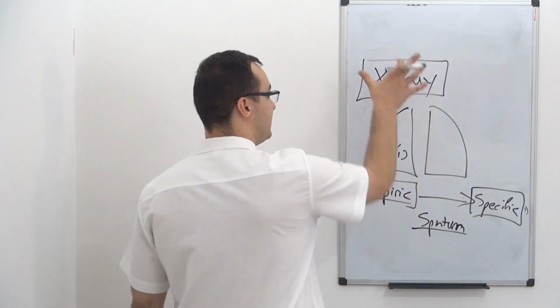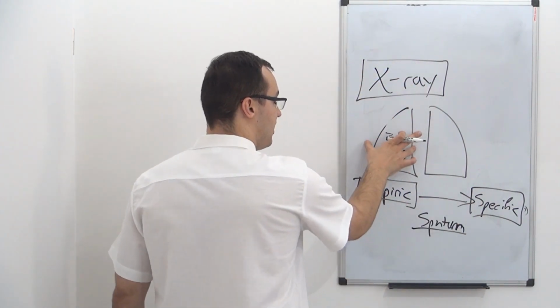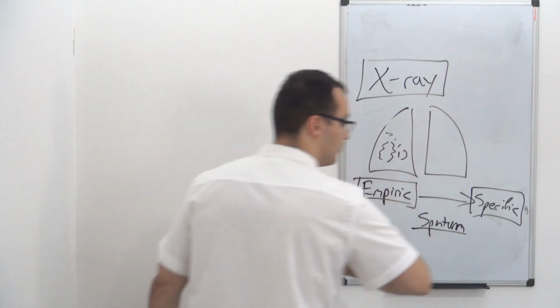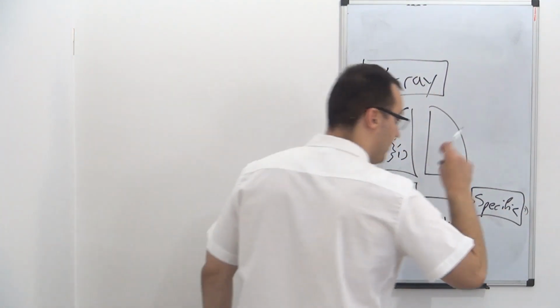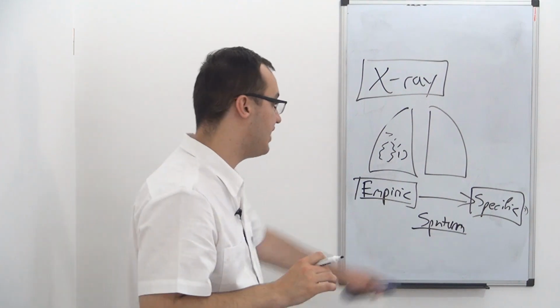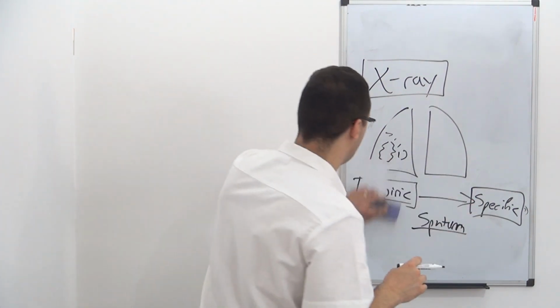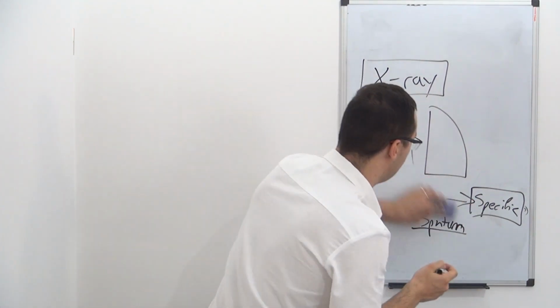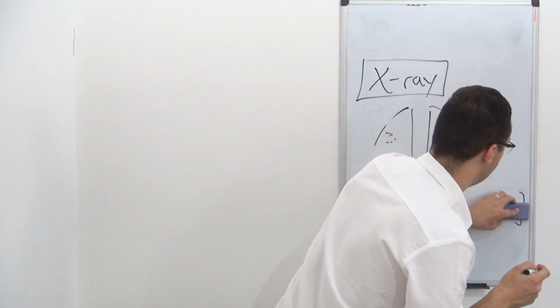But until then, we did an X-ray. We saw that it's a pneumonia. We started empiric treatment, and then we waited for the sputum. And then when we have the specific, then we start to treat the specific ones. So we change these antibiotics to more specific antibiotics.